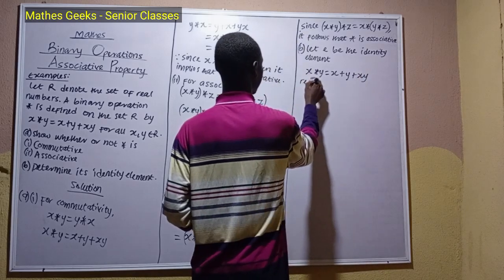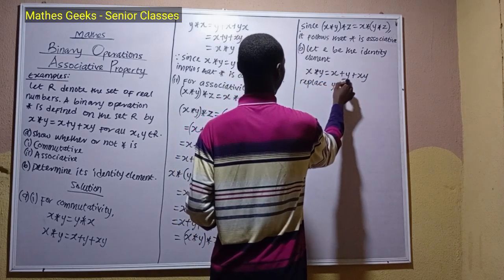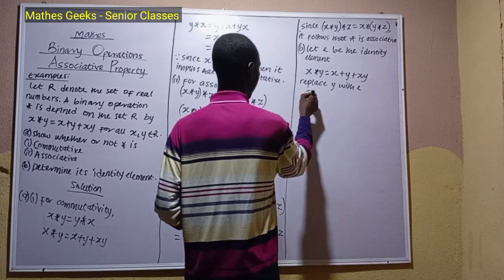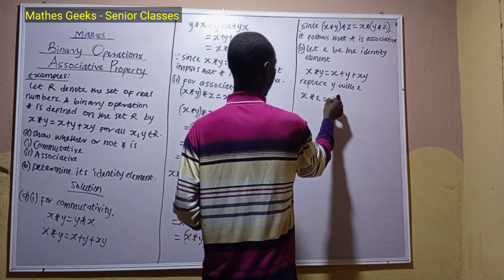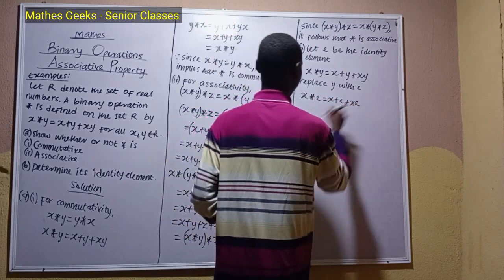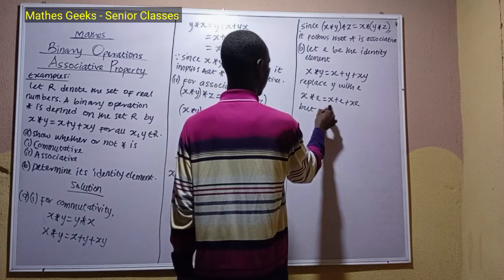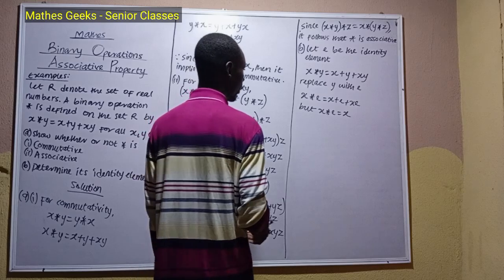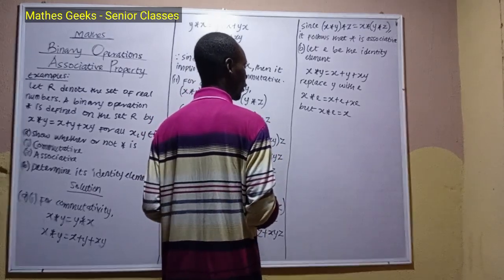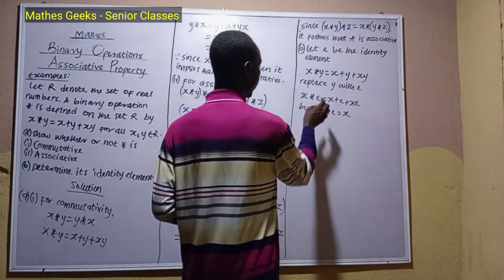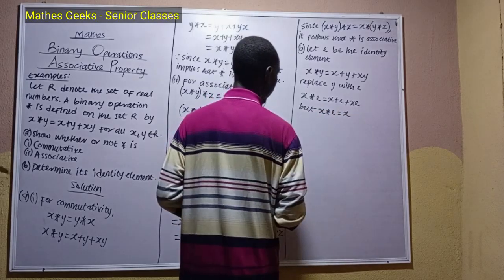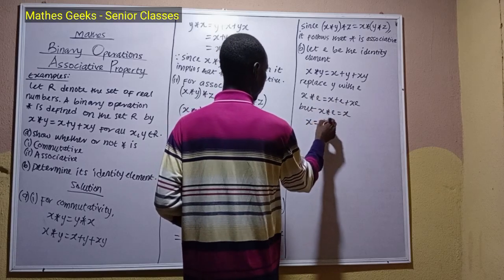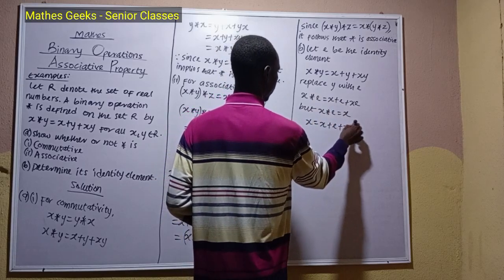So replace y with e. So we have x star e equal to x plus e plus xe. Now x star e must be equal to x. That's the rule definition for identity: any number added or multiplied by a number such that it gives that same number. So x star e should be equal to x. So this part here is equal to x, so we'll put x in place of this. So x equal to x plus e plus xe.